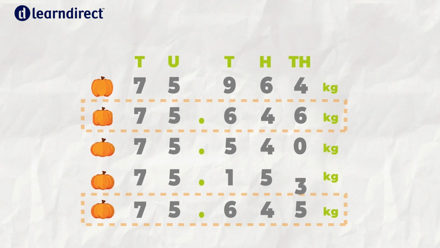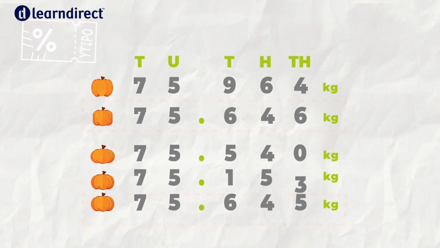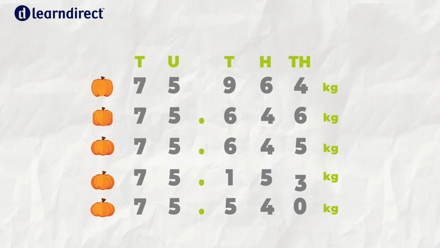For these 2 pumpkins, look at the thousandths column. One has a 6 in this column and the other has a 5. Place them in the correct order below the first pumpkin.